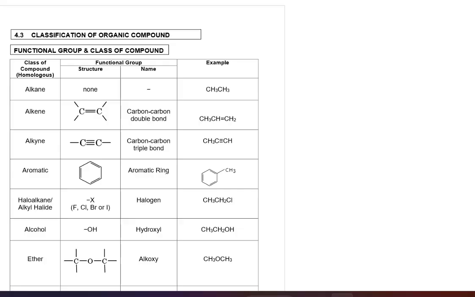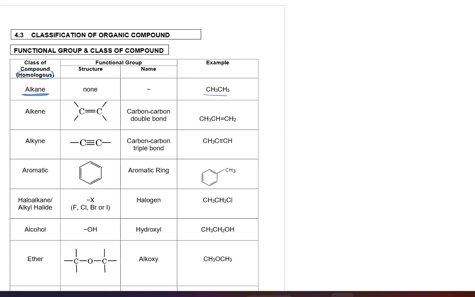So next is functional group and class of compound. Class of compound is also known as homologous series. The name of the class is alkane. There is no functional group. Alkane only consists of carbon and hydrogen, and all of them are single bonds.